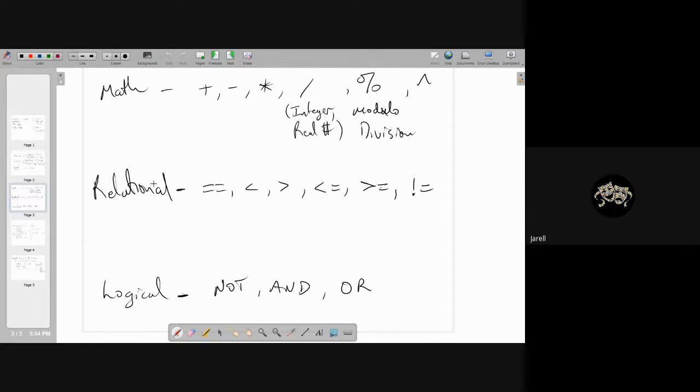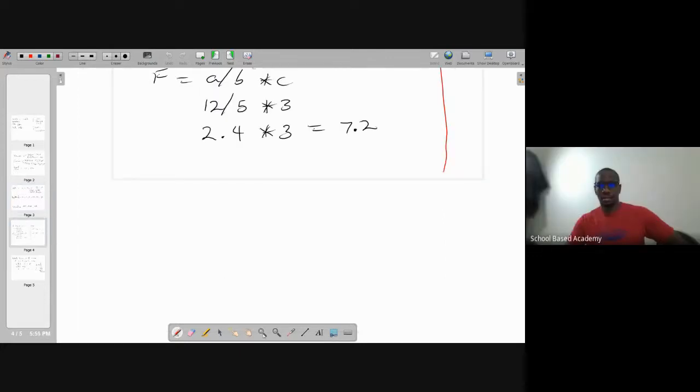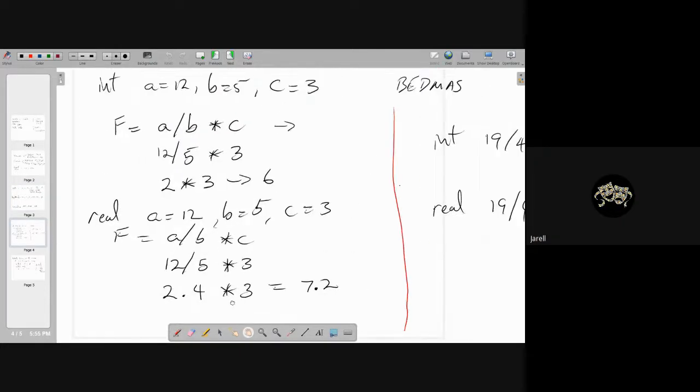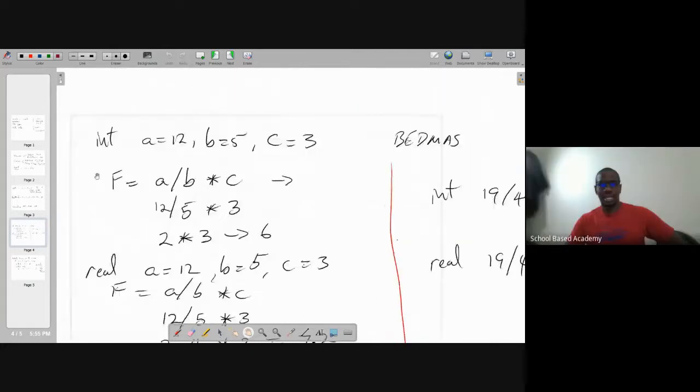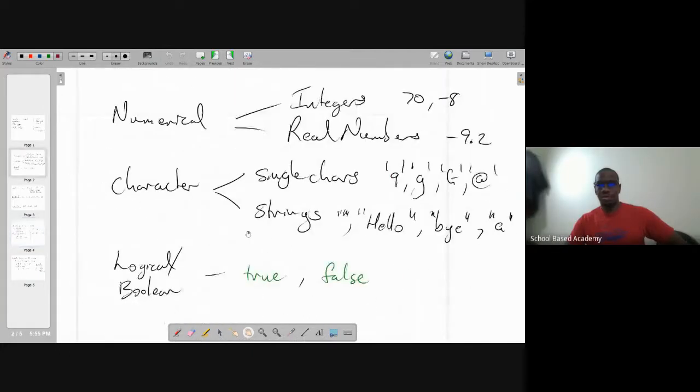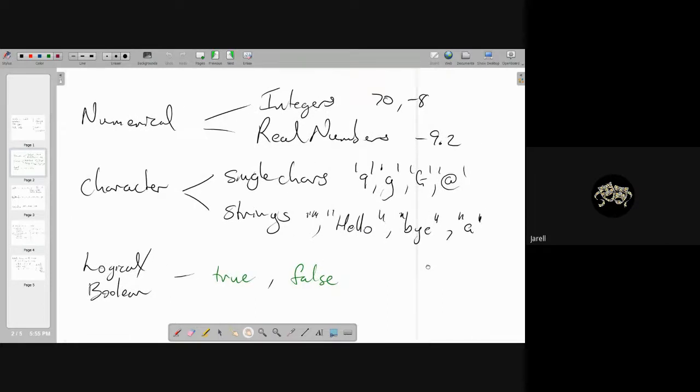No, sorry, page 4. I think it's page 4, with the data types. The data types. Page 2. Oh, yeah. Yes, sir, I got you.